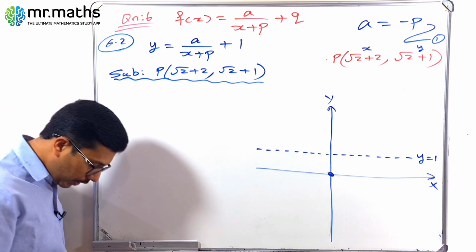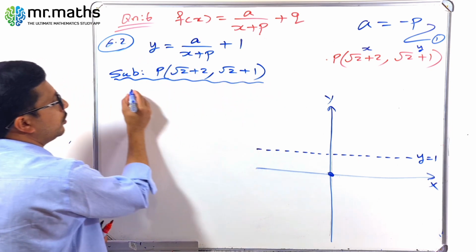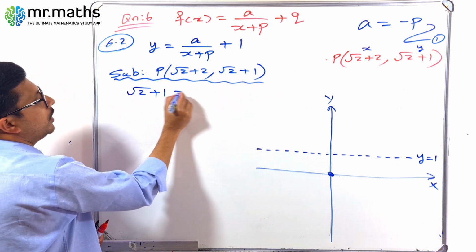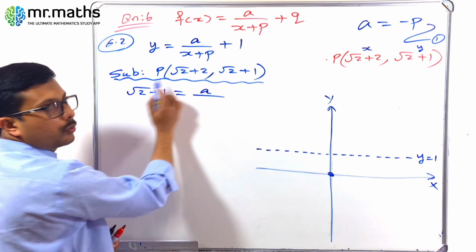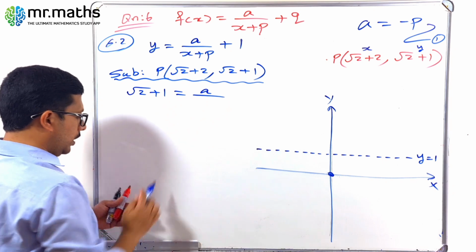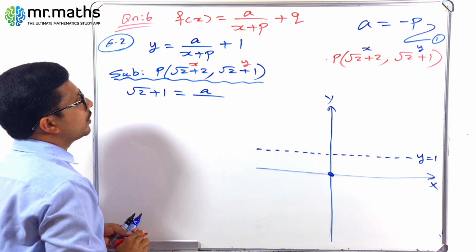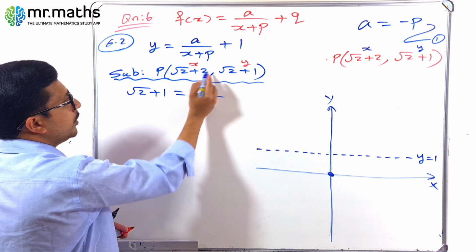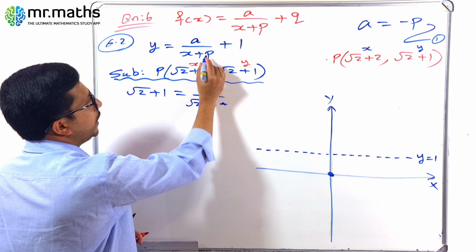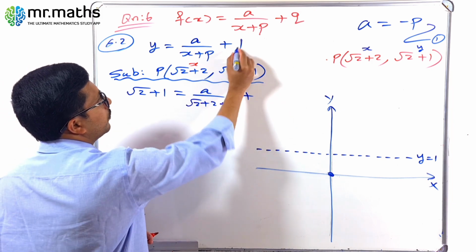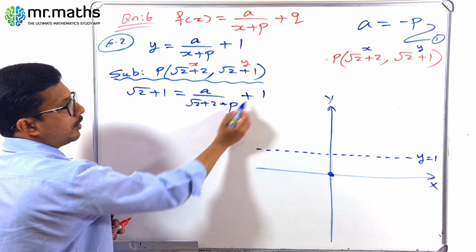So when you substitute that, y, which is root 2 plus 1, is equal to a divided by x, where x is root 2 plus 2. This one is our x and this is our y. So x plus p means root 2 plus 2 plus p, and then plus 1.